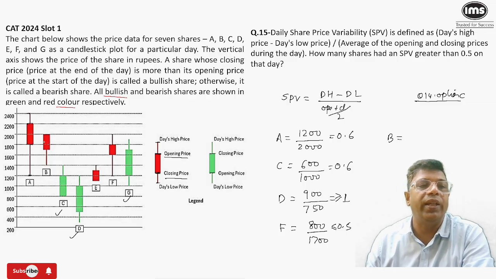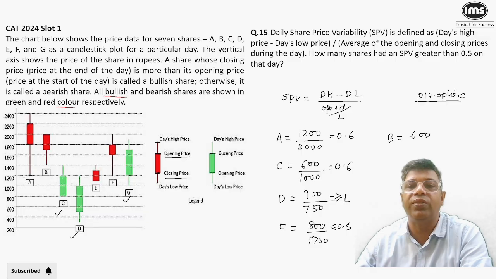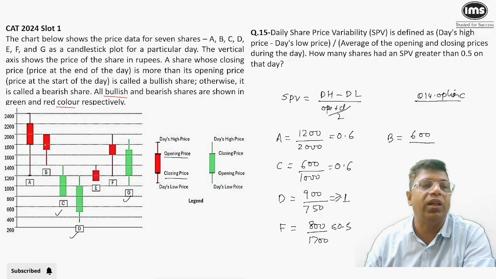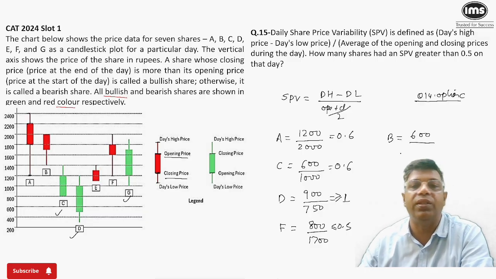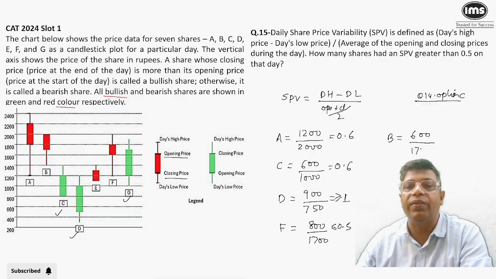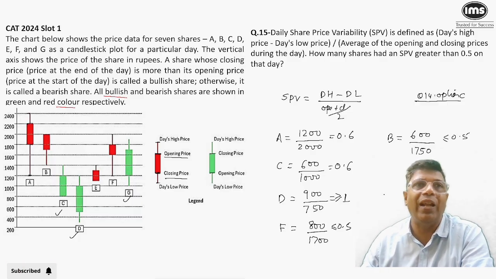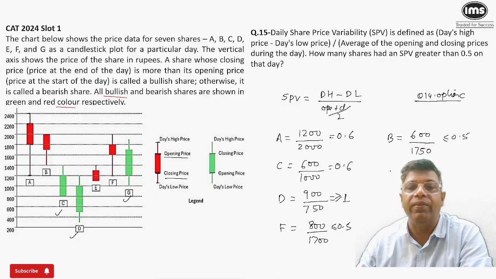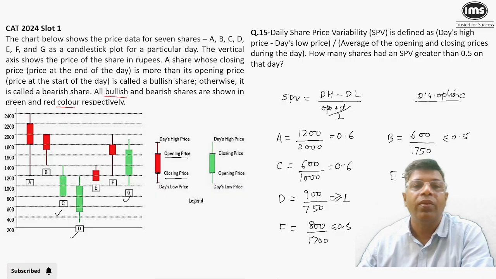B, lowest is 1400, highest is 2000, so there's a difference of 600. Average price is 2000 plus 1700, which is 3700, divided by 2, which becomes 1850. Now this value is definitely less than 0.5. We don't need to calculate the precise value, since we only have to tell how many of them are greater than 0.5.